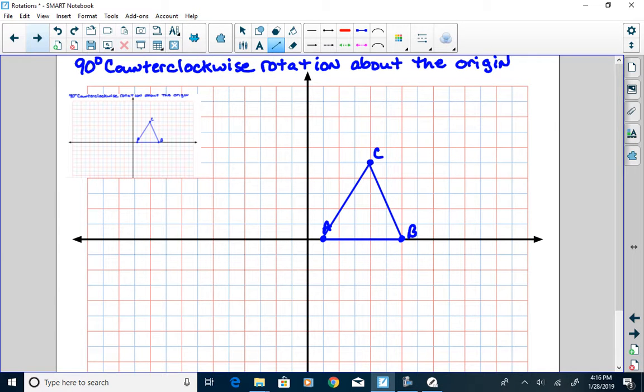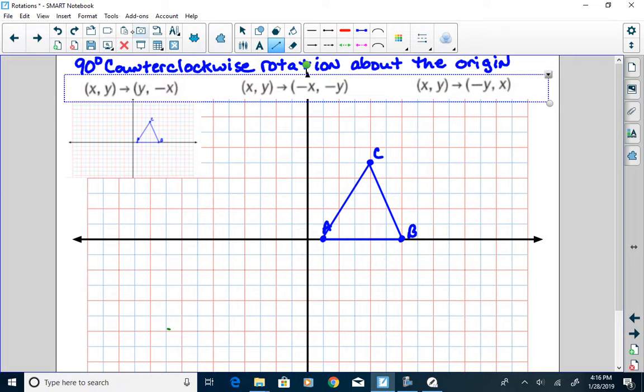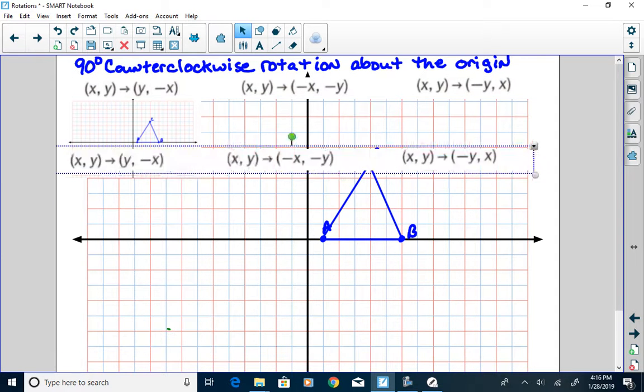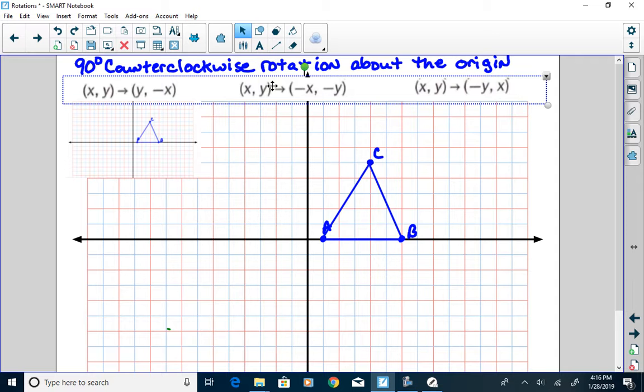Alright, okay, 90-degree clockwise about the origin. We can use our rule to do that. I'm going to paste my rule here. Oops, undo that. Let's bring that down here. So this is a 90-degree clockwise rotation. I guess I can leave that up there then.